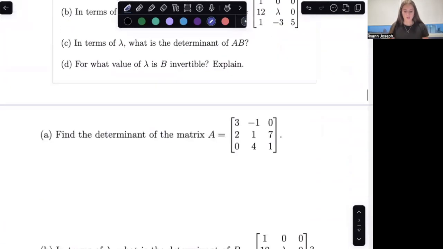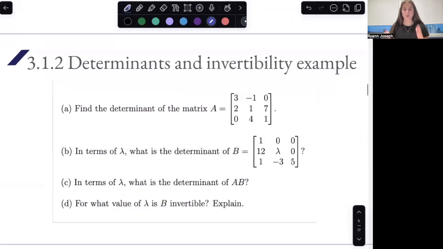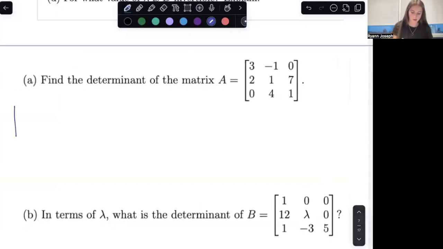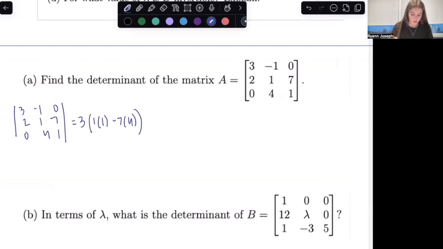Okay, so now we're going to talk about an example of the relationship between determinants and invertibility, like I said. This one wants us to find the determinant of this matrix. Again, not too bad. 0, 4, 1. 1, 4. Minus -1, so plus 1, 2, 1, minus 0, minus 0, and then this, I'll just write it out, but it doesn't matter because it's 0.